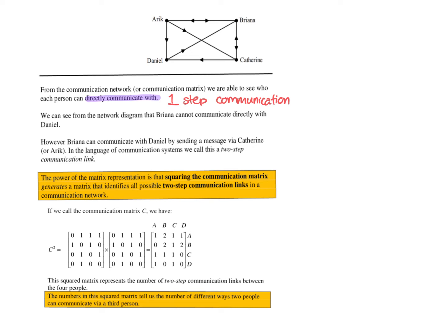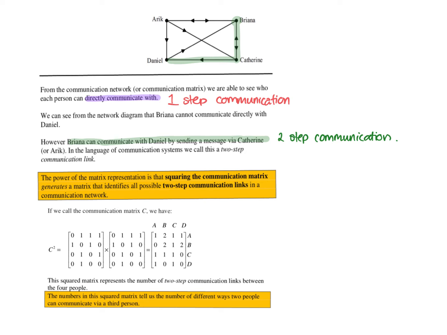However, Brianna can communicate with Daniel by sending a message via Catherine. So here where they talk about this, Brianna can communicate with Daniel by sending a message to Catherine. So Brianna could go like this. She's going to send that message and go like that. Can you see that is a 2-step communication? It took me 2 steps to get my message from the one person to the other. So that's 2-step communication. That's what that means when you use someone else to get the message to the next person.